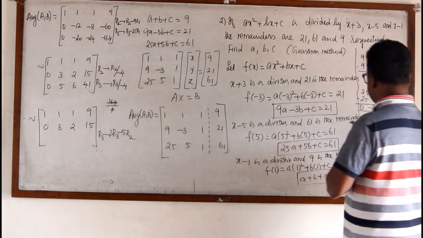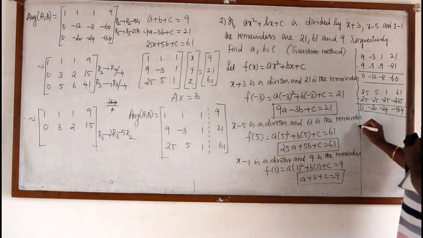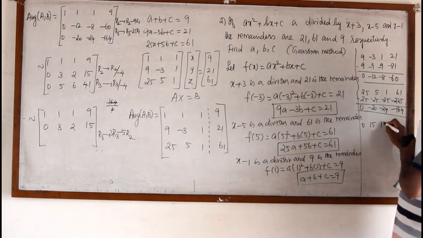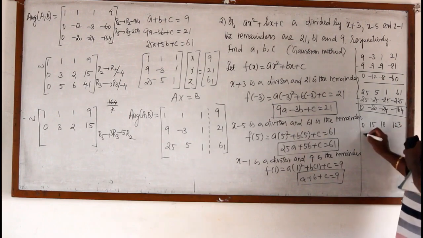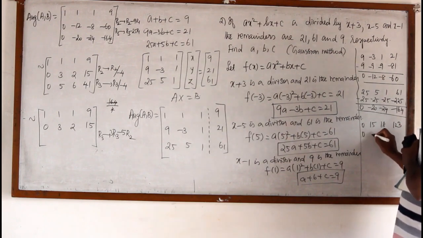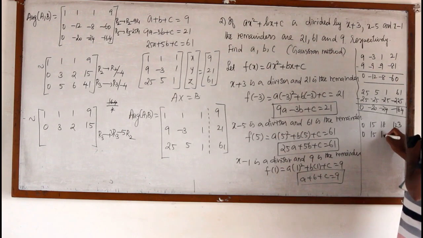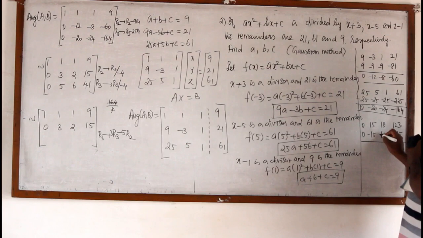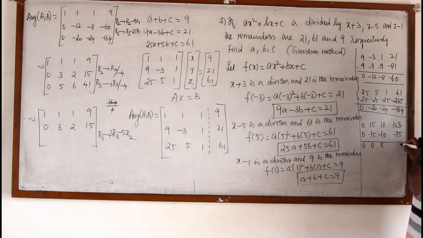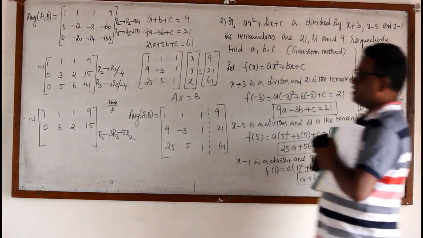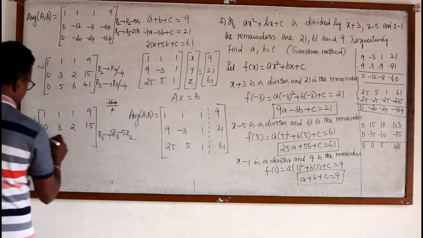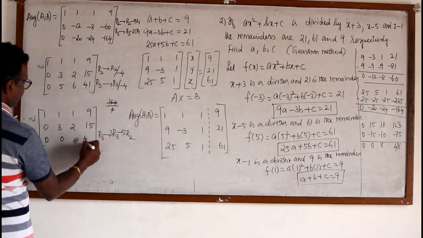Again let me write here itself. 3R3 is 0, 15, 6 3s are 18, 41 into 3, 4 3s are 12. Similarly 5R2, 0, 5 3s are 15, 2 5s are 10, 15 into 5, 75. Subtracting: 0, 0, 8, 13 minus 5, 8, here 11 minus 4. So the answer is 0, 0, 8, 48.